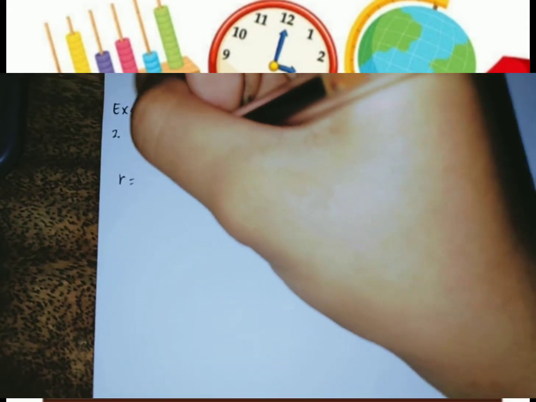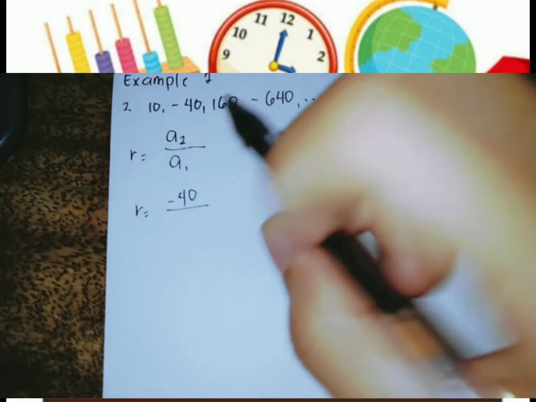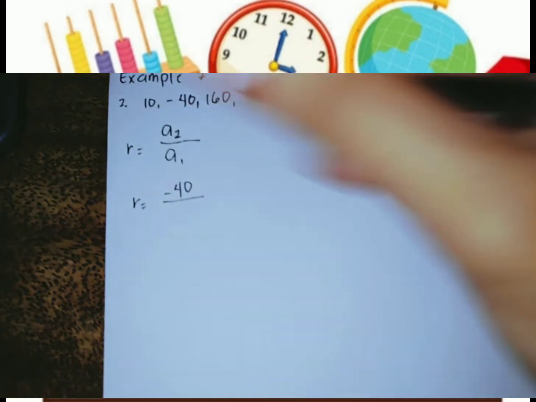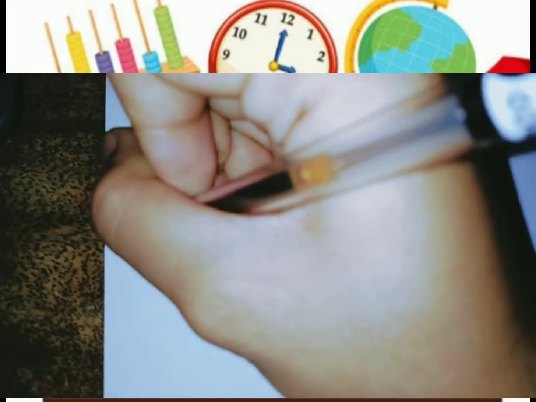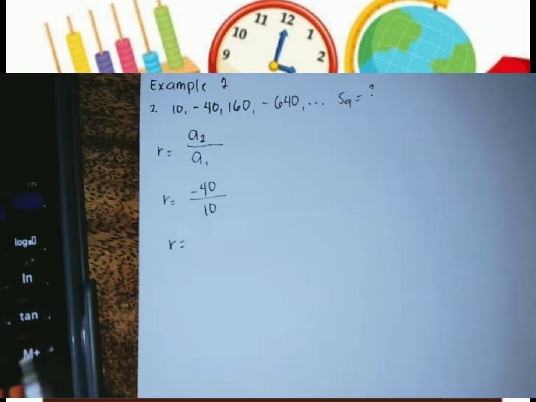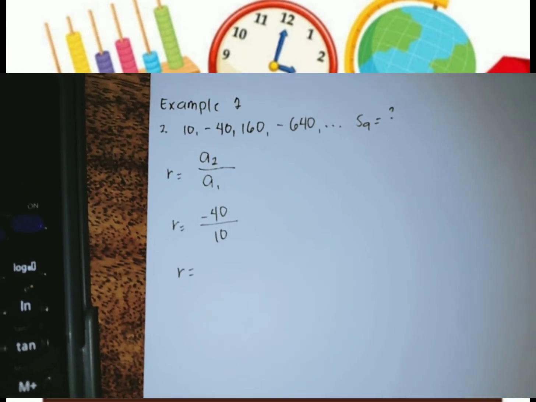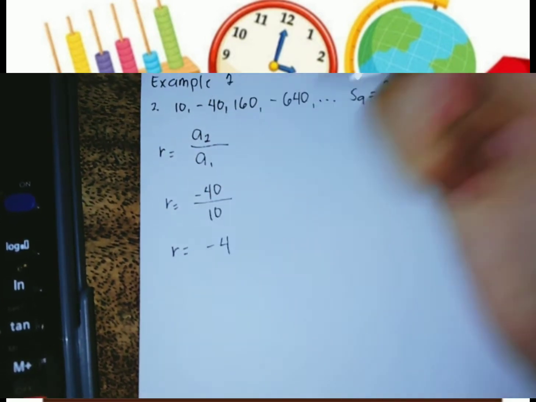In finding the ratio, we write the formula, which is a sub 2 divided by a sub 1. Our a sub 2 is negative 40. Our a sub 1, or first term, is 10. So we divide it. Negative 40 divided by 10 is equal to negative 4.